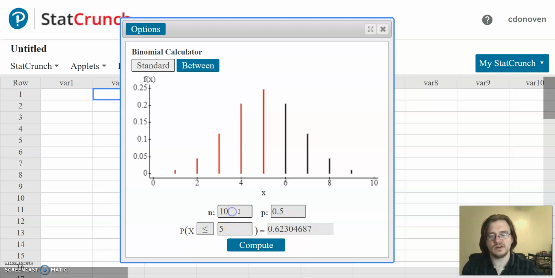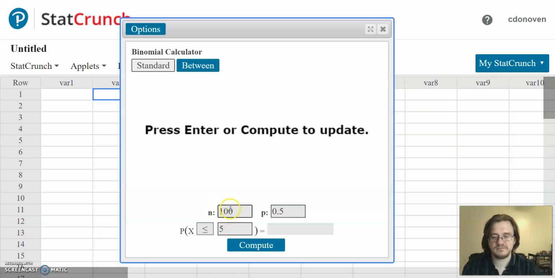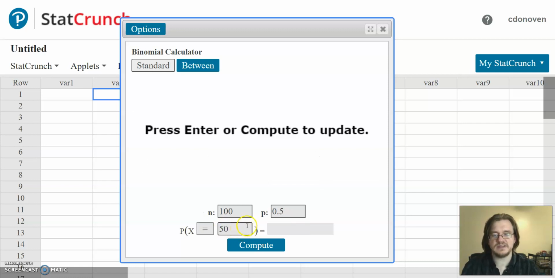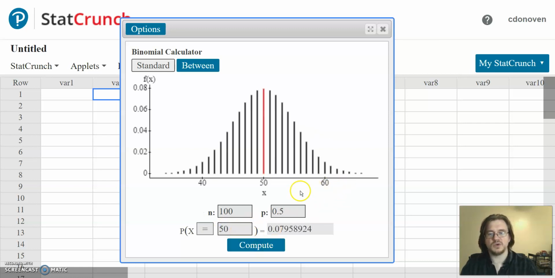So let's say that we're going to flip 100 coins, and the probability of a success, which will be heads in this instance, is going to be 0.5. And I want to know, what's the probability of flipping exactly 50 heads? So the probability of flipping exactly 50 heads out of 100 times is going to be 0.07958, and so on and so forth. So about 8% of the time you would expect to flip exactly 50 heads.